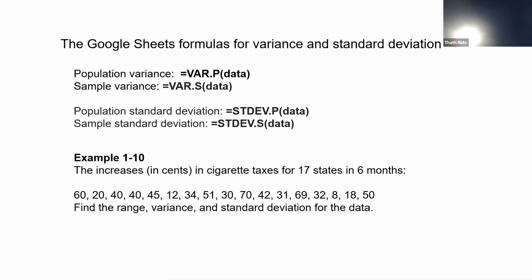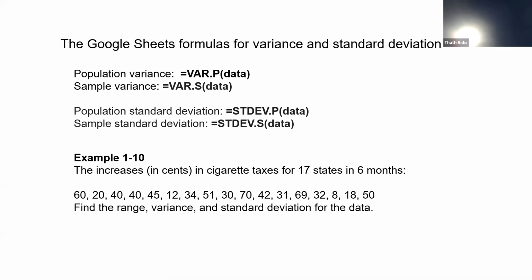Variance equals VAR dot P, so this is for population variance, and sample variance is equal VAR dot S and then select data. For standard deviation, equal STDEV dot P, where P is population, and standard deviation for the sample is STDEV dot S and select data.